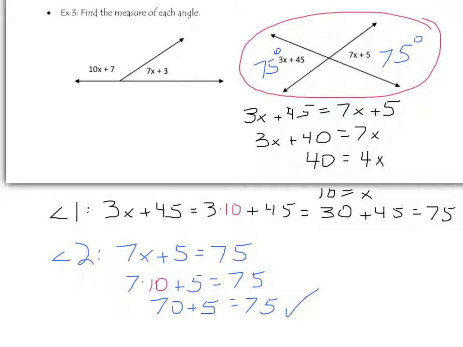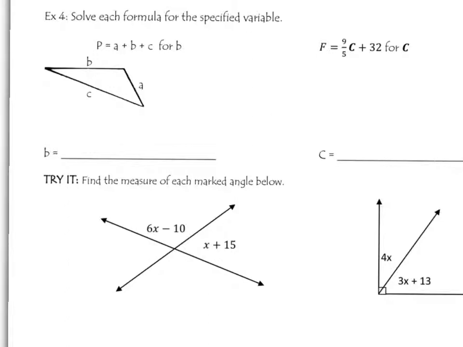But notice that the answer is 75 degrees for each of those angles. It is not x equals 10. These problems are more conceptual. They're using the tools you already know how to use, but you have all variables there, and you have to choose one of those variables, or you're given it, and solve for that variable.